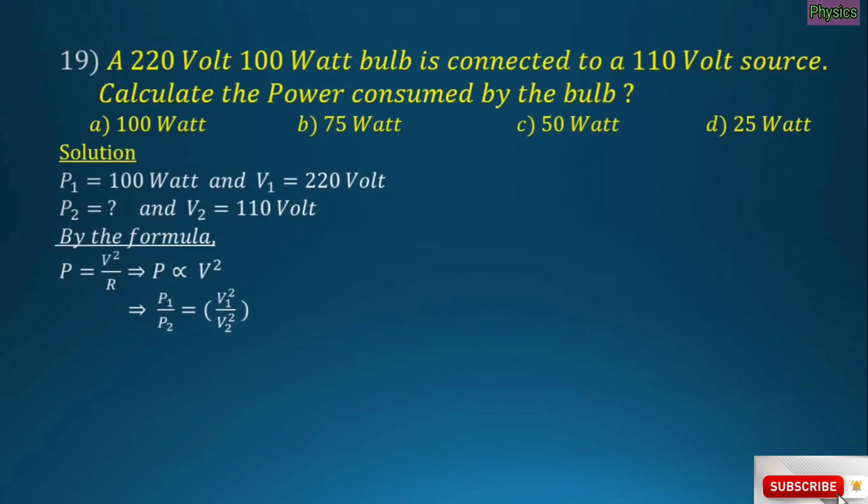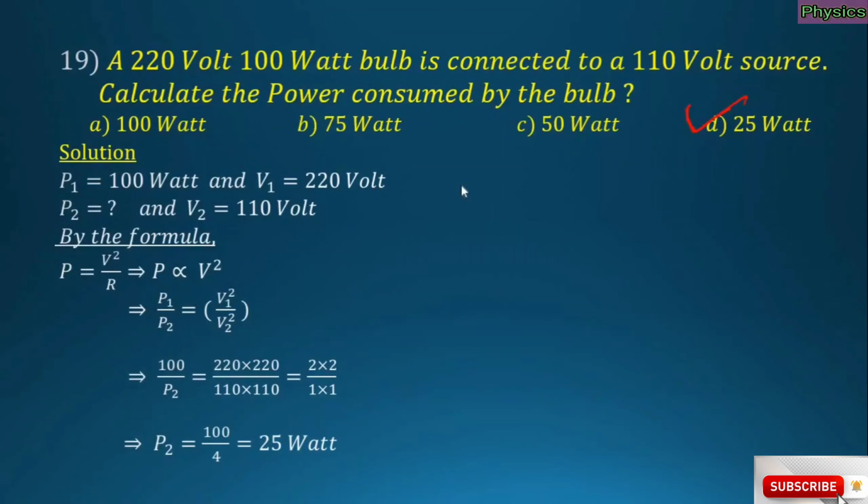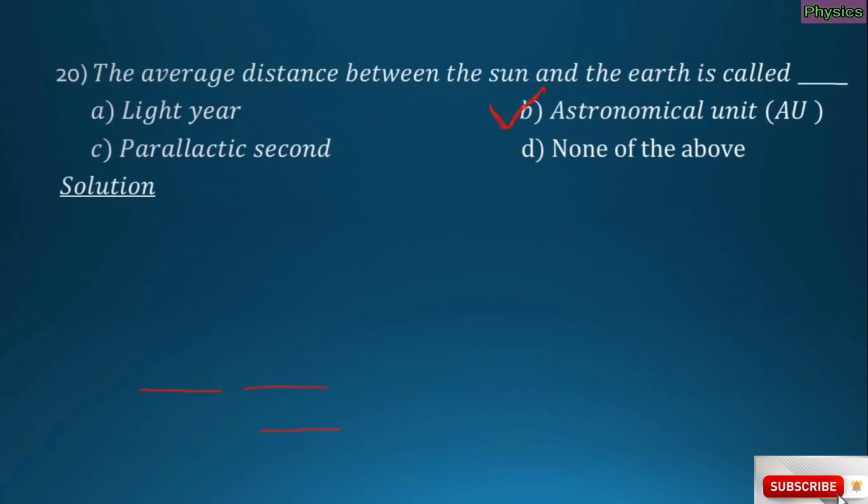110 volt. And you have to remember the formula that P equals V square by R, that is P is directly proportional to V square. Then you can do P1 by P2 equals V1 square upon V2 square: 100 by P2 equals 220 into 220 by 110 into 110. You'll get P2 equals 25 watt. Option D is the answer.